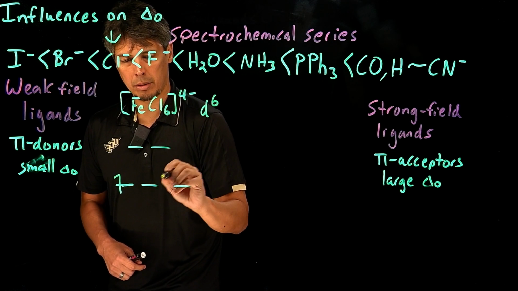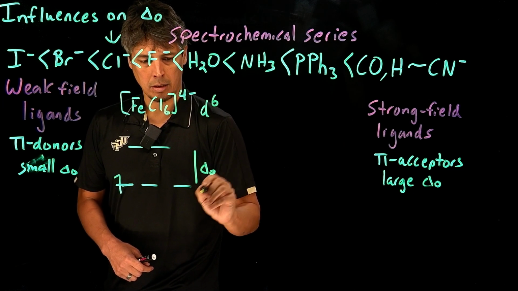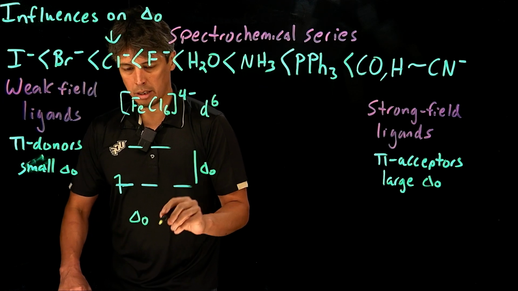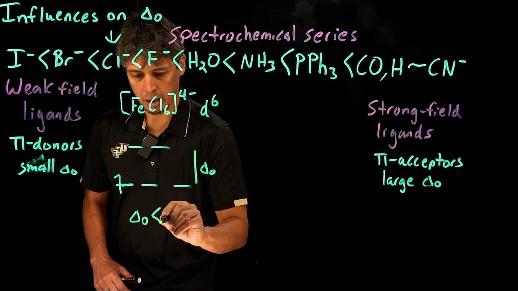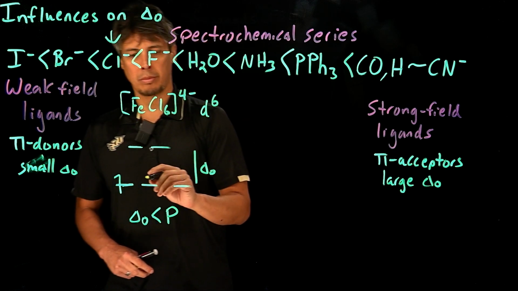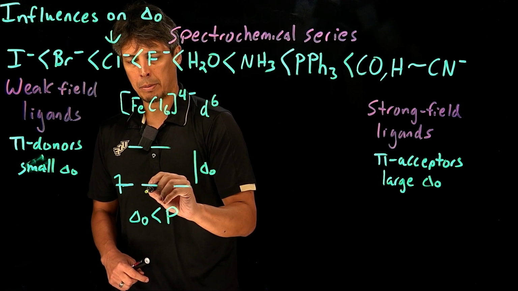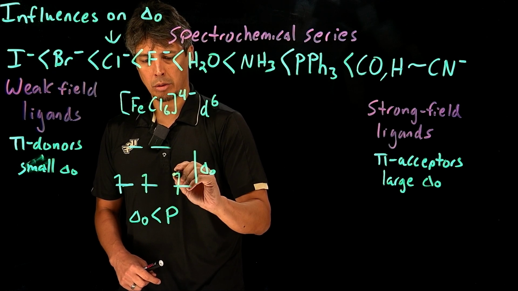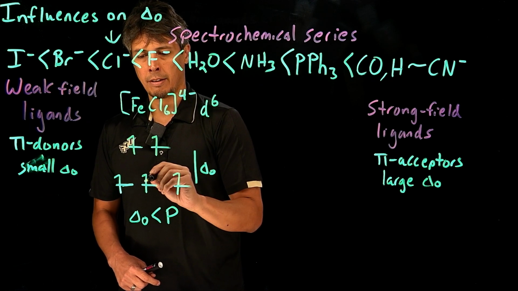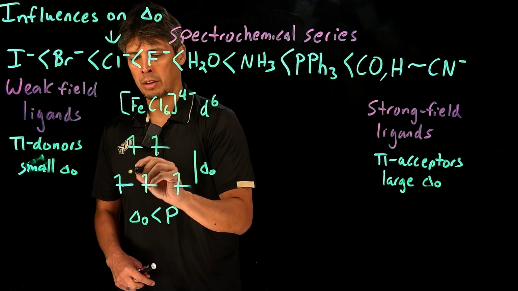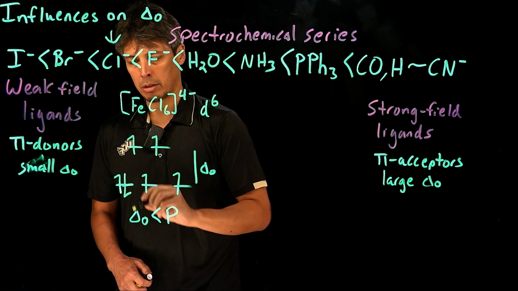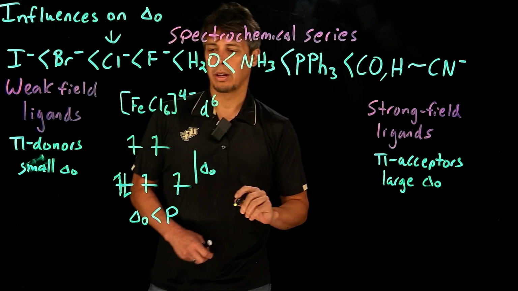What we expect is that delta is going to be small, so we expect, in other words, delta O is going to be less than the pairing energy. And so what will happen is that we go 1, 2, 3. The fourth electron will go in the eg set of orbitals. 5, and then on the sixth electron, it has to be paired with another electron either way, so it's going to fill the lower energy orbital.